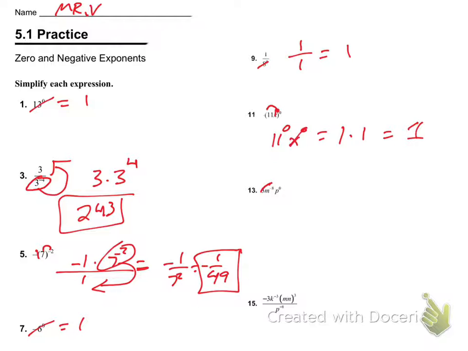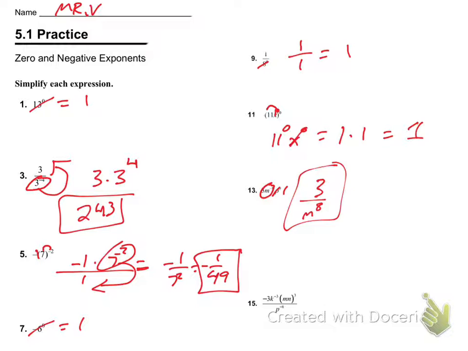13. We don't like that m to the negative 8, and then p to the 0 is just 1. So what you're left over with is 3, and then I need to bring m to the negative 8. So I'm going to have 3 left over, and then I'm going to have m to the 8th power right there. And that's my final answer.